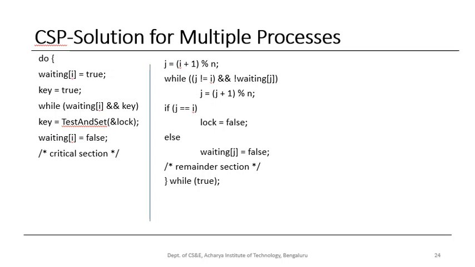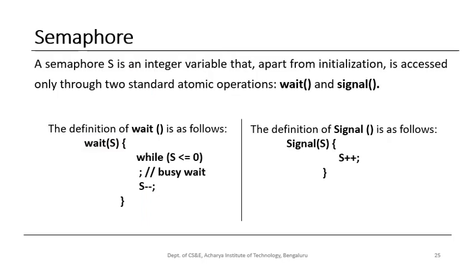Let me first discuss semaphore. What is a semaphore? Semaphore is a synchronization tool. Let me discuss it in depth, and then I will take up monitors and see what monitors are and how they solve the critical section problem. Let me define semaphore first. A semaphore is an integer variable that, apart from initialization, is accessed only through wait and signal.